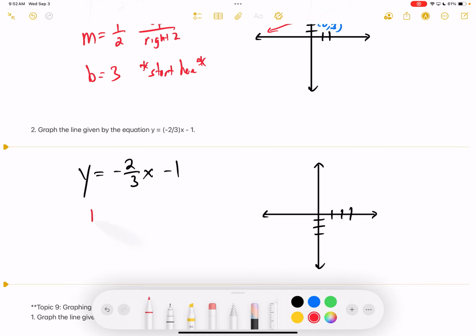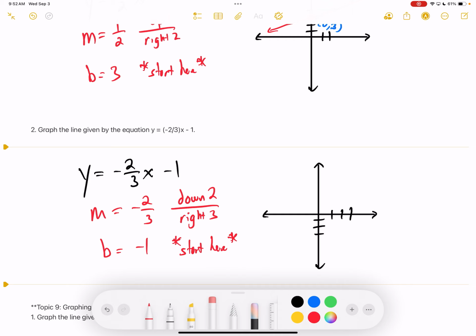All right, on this one, my slope is negative 2/3, so it's negative, so I'm going to go down 2 to the right 3, and my y-intercept is at negative 1. That's where I'm going to start. Okay, so you always need the m and the b when you're graphing equations. That's always the important stuff. So I start at negative 1, and then I go down 2 to the right 3. So I started at negative 1, I went down 2 to the right 3.